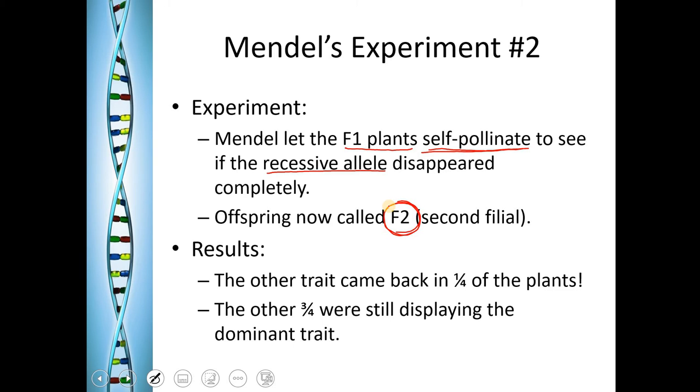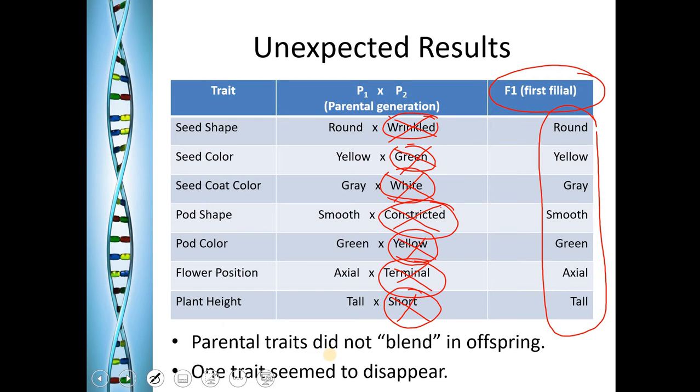So we have the parents, we have the F1 that were the kids, then he lets the kids self-pollinate and they make the grandkids, or the F2 generation. And his results, he saw that that other trait came back in a quarter of the plants. The other 3 quarters still had the dominant trait. So if we go back to this one, by the time we got to the F2 generation, 75% of them would be round, and 25% of them now had this other trait that seemed to have disappeared, the wrinkled trait.